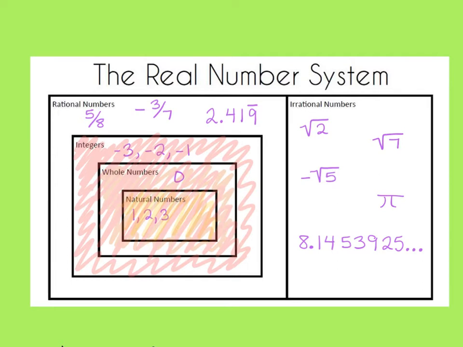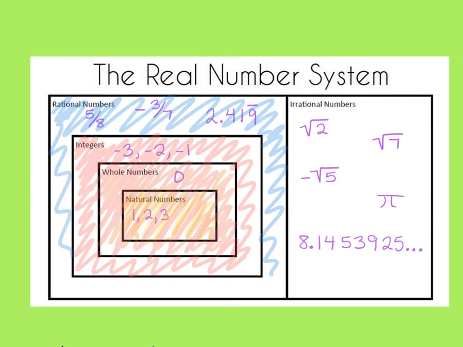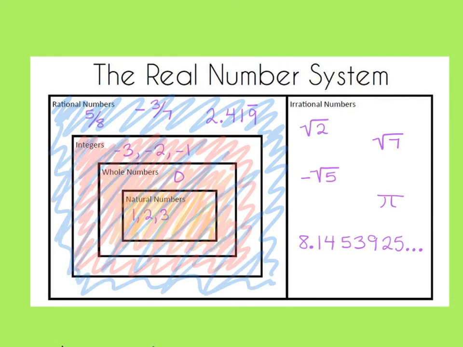And then we have rational numbers. They do include integers, but they include fractions as well. They include decimals that can be written as fractions. So all these integers plus fractions such as 5/8, they could be negative numbers like -3/7, and then they could be decimals that can turn into fractions. 2.419 repeating is a repeating decimal. We can also include terminating decimals here because those can be written as fractions.